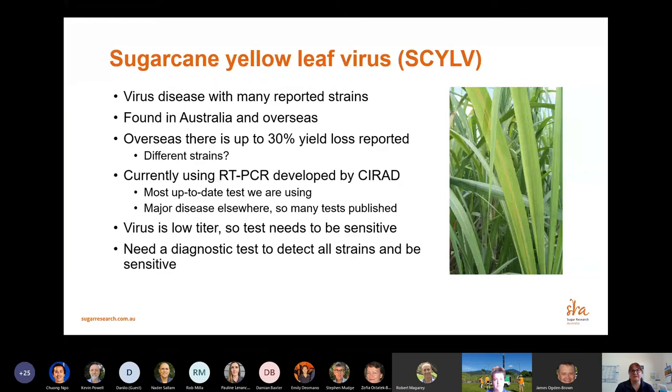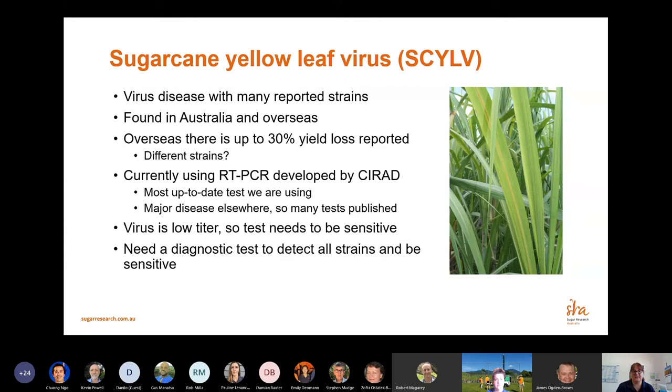We know that there are many different strains of yellow leaf virus, and the RT-PCR that we're currently using is one that was developed by CIRAD in 2010 and published in 2012, but it's the most up-to-date test that we're using. This virus is very low in titer, which means there's not a lot of virus in a lot of plants. It's concentrated a lot in the midrib, which we already know is harder to get any DNA out of. So we need a diagnostic test that will detect all the strains and be very sensitive.